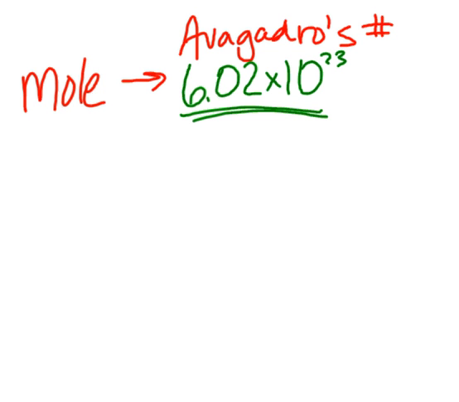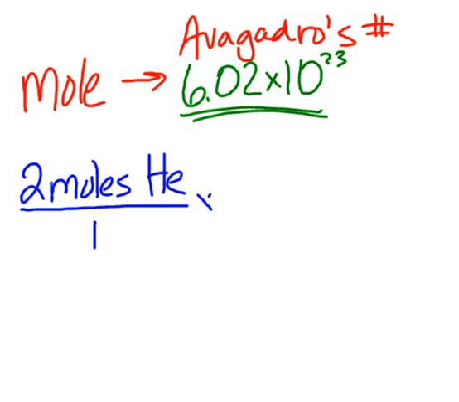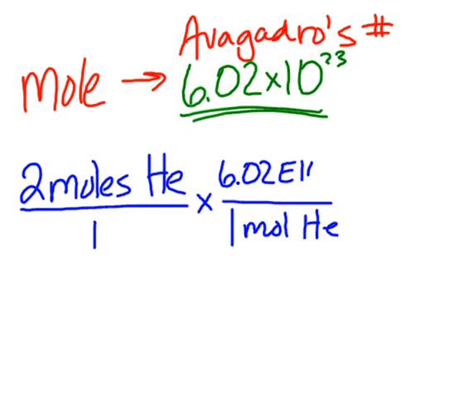You'll have problems such as, let's say, if I had 2 moles of helium, I wanted to know, well, how many atoms of helium is that? So if I have 2 moles, I would put moles over 1, and I know that 1 mole of helium is equal to 6.02 times 10 to the 23rd atoms of helium. And then I'll cancel my units out.